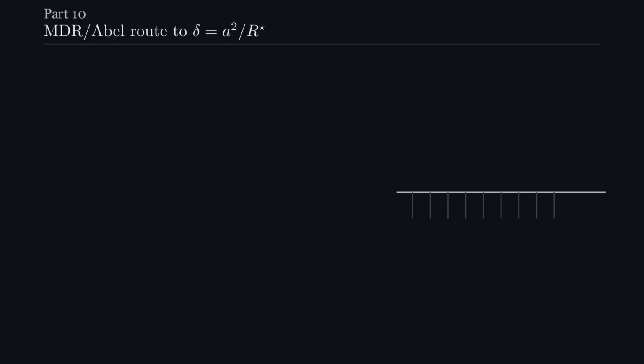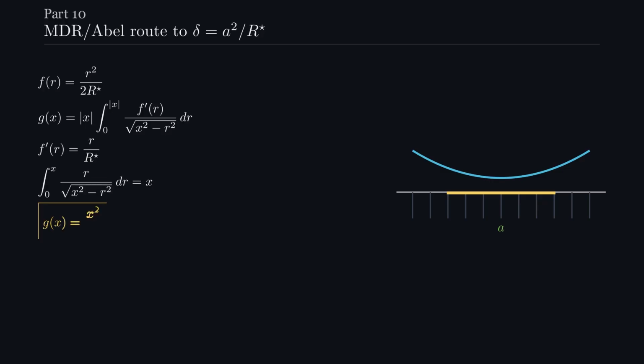The method of dimensionality reduction gives a clean route for axisymmetric contacts. The parabolic profile maps to a one-dimensional profile g of x. Substituting f prime equals r over R star, the integral evaluates to x. So g of x equals x squared over R star.